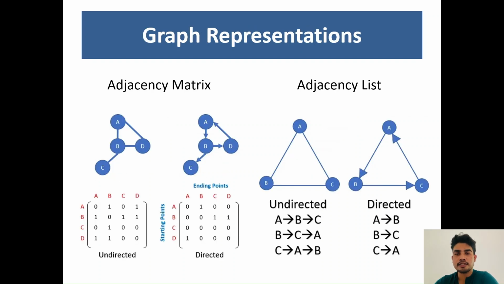Now the question is, how do we store these graphs in memory? There are two common methods to store. The first one is adjacency matrix and the second one is adjacency list. In this video, I am going to focus on adjacency list because it is more efficient and widely used.